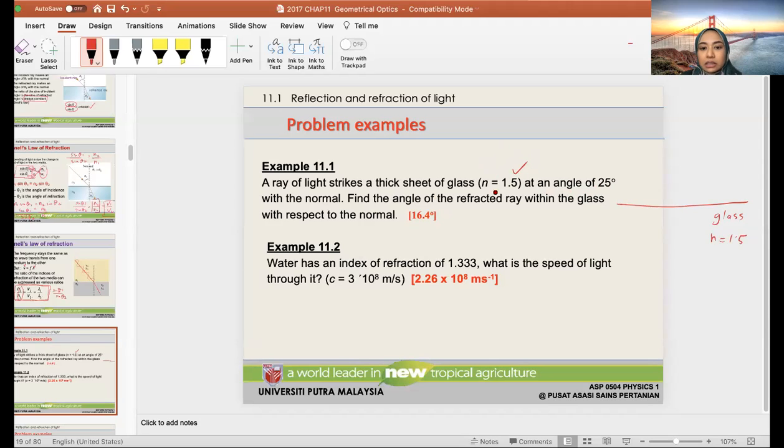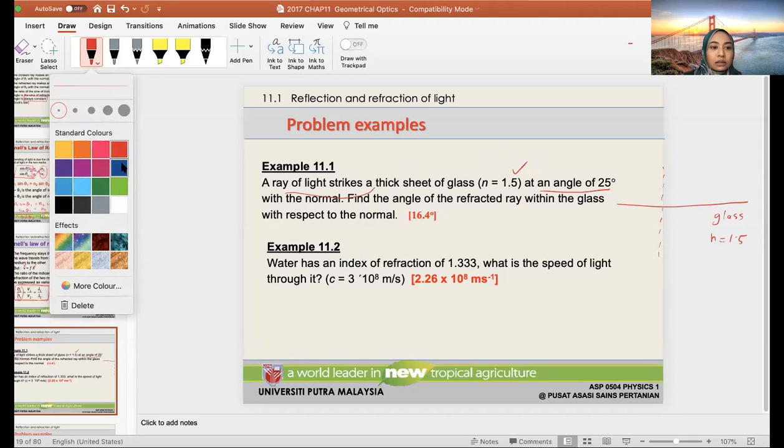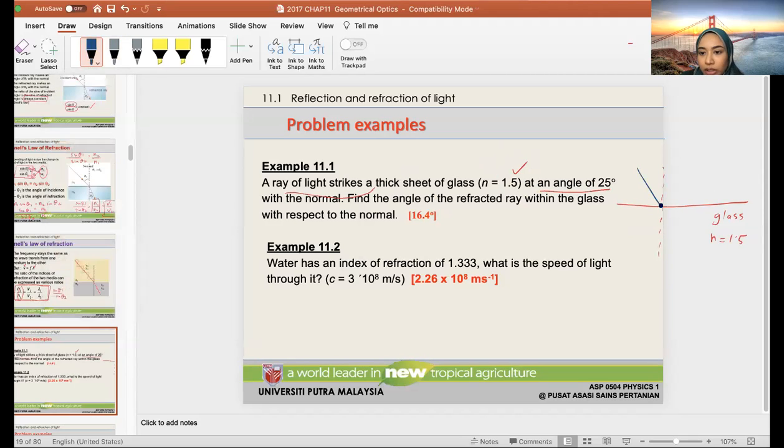It says incident. It says a ray of light strikes at an angle of 25, which means that the incident angle is 25, not the one inside the glass, but the incident. Okay, draw your normal, then draw your angle. If you haven't drawn the normal yet, don't get ahead of yourself and write the angle. Okay, find the angle of the refracted ray within the glass with respect to the normal.